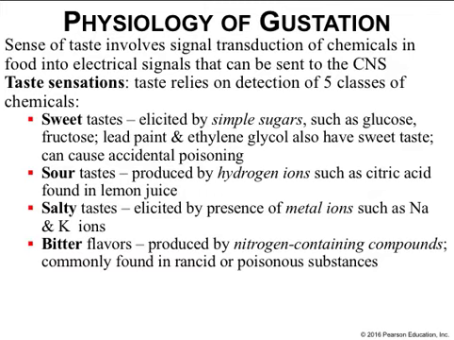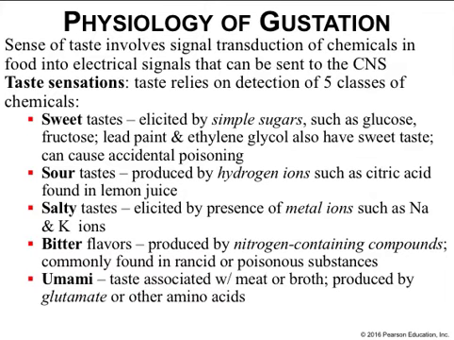We have an adverse reaction to bitter flavor. We've been selected for this. As a result of natural selection, we avoid bitter-tasting compounds that are likely to be noxious or poisonous. Umami is the taste associated with meat or broth, and it's produced by glutamate and other amino acids.